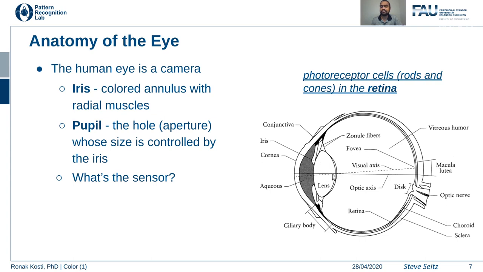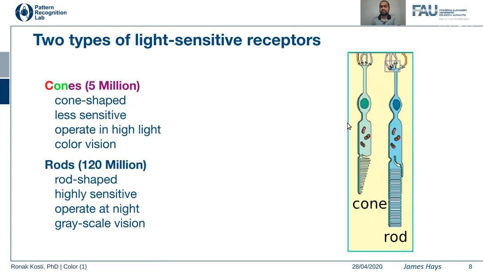After the light enters, it is projected on this plane, the back of the eye, which is called the retina. In this retina, there are photoreceptor cells lined along this whole curvature. They are called rods and cones. We have two types of light sensitive receptors at the back of our eye, in the retina. Cones are one of them and rods are another. Together, they number around 125 million.